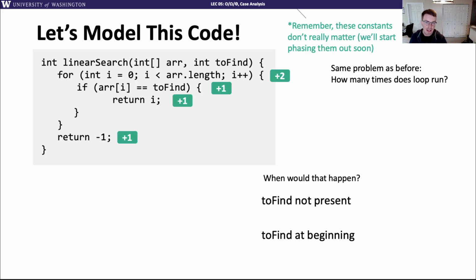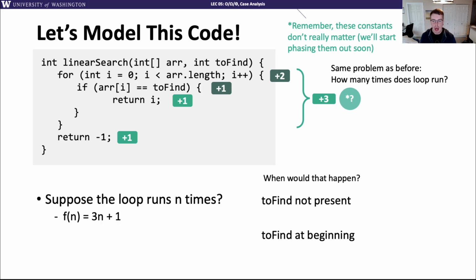So we find the number of simple steps, but then there's a loop. We need to figure out how many times this loop runs. And we have the same problem as before with isPrime, where we just don't know how many times this loop runs because it depends. In one sense, this loop could run something like n times. This would happen if the value we're looking for is not present in the array. We'd have to search through the whole thing, and each iteration is something like 3 steps, and then maybe 1 step at the end for the return. So we'd say this is order n, or big O of n.